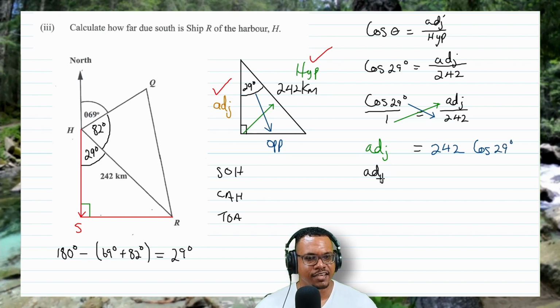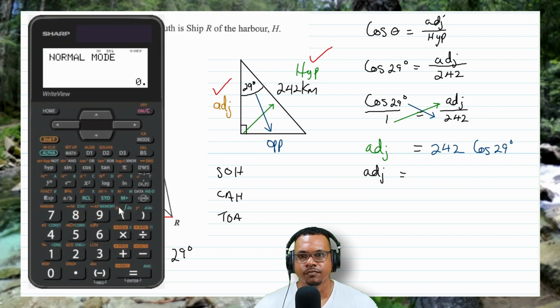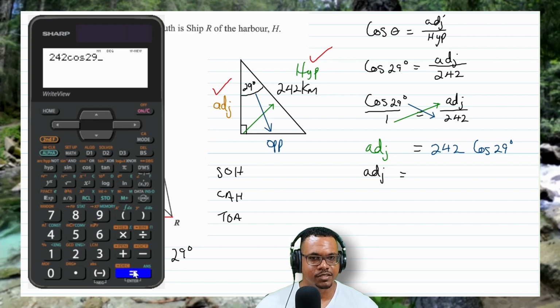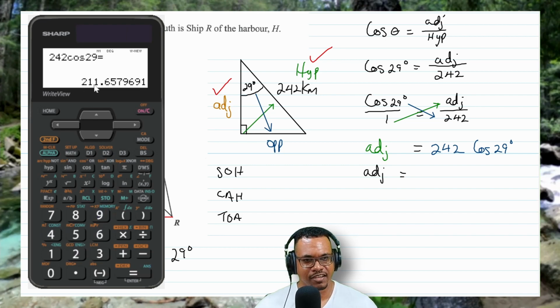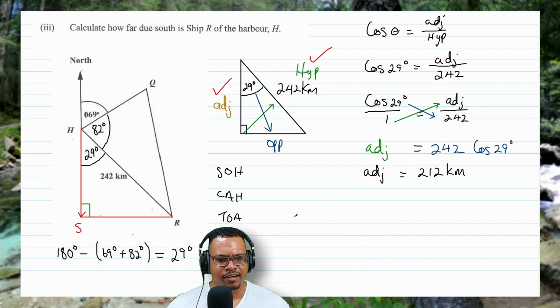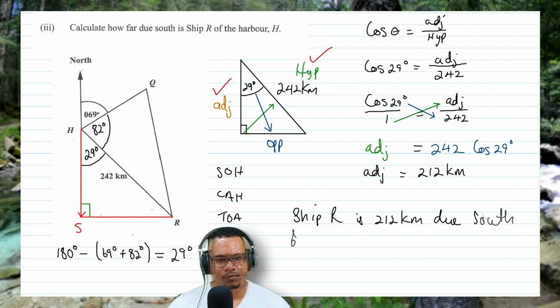So my adjacent side will be equal to, let's type in 242 cosine 29 on the calculator, press equal, and I have 211.6. We'll write this to the nearest kilometer, so that'll be 212, because after the 1 here is a 6, so this 1 will go up by 1, which will be 2. So 212 kilometers. So now I'll write: ship R is 212 kilometers due south of Harbor H.